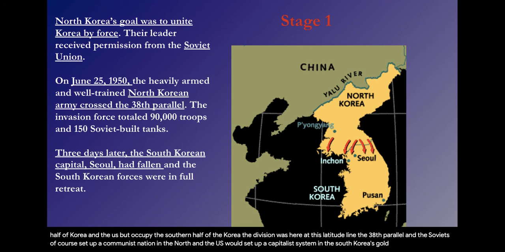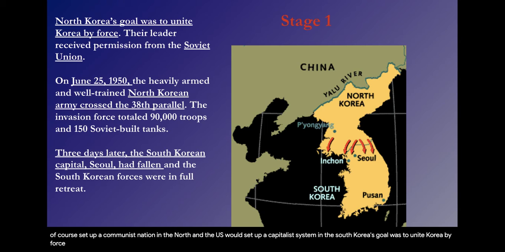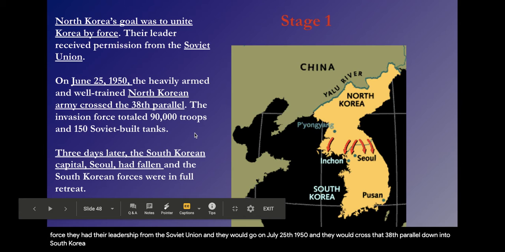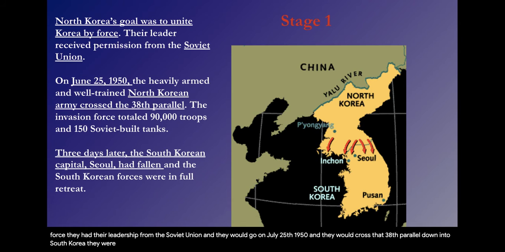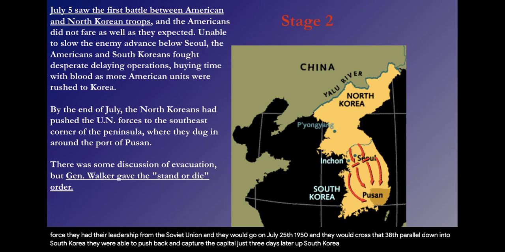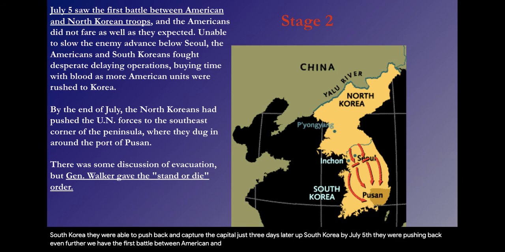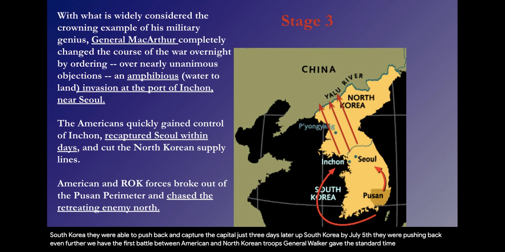North Korea's goal was to unite Korea by force. They had their leadership from the Soviet Union, and on July 25th, 1950, they crossed that 38th parallel down into South Korea. They were able to push back and capture the capital of South Korea just 3 days later. By July 5th, they were pushing back even further. We had the first battle between American and North Korean troops. General Walker gave the stand or die order.